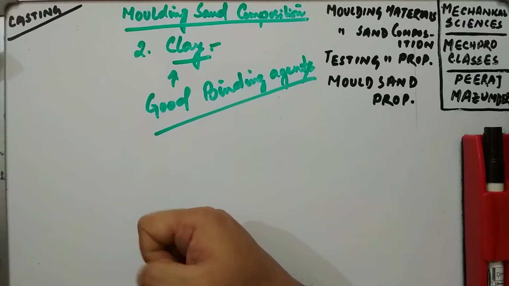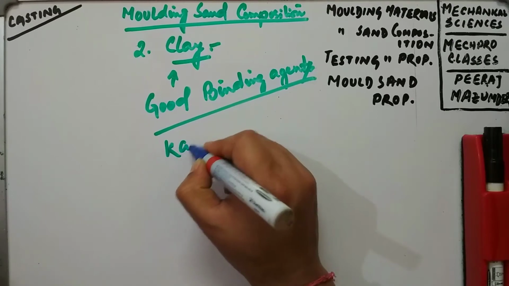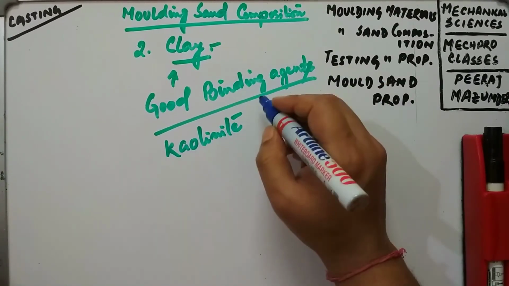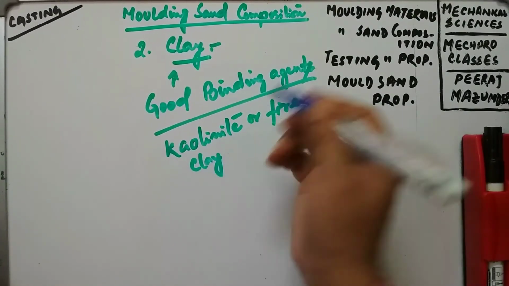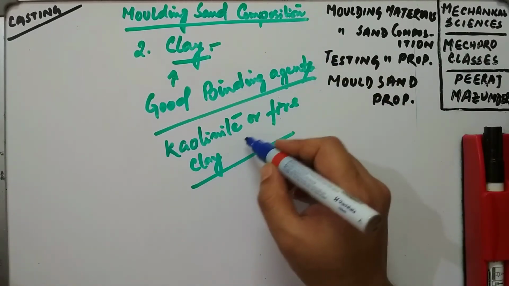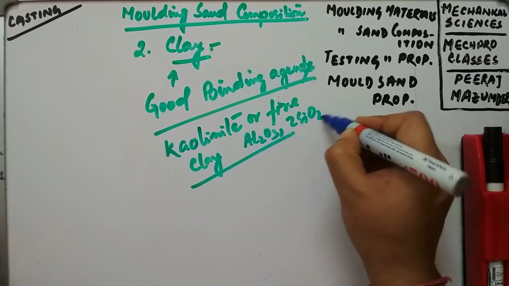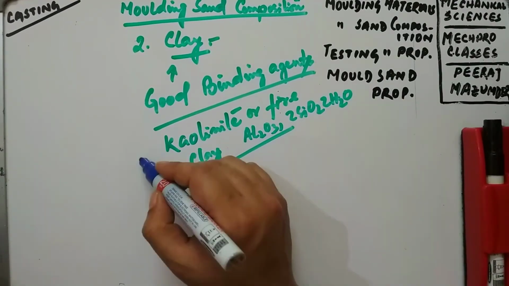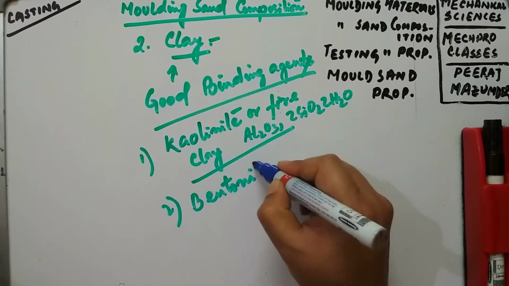The most popular clay generally used is known as kaolinite. You must take a note, that is very important. They may ask you questions on which type of clay we generally use in workshops and industrial purposes. Fire clay, kaolinite, comes with the formula Al2O3·2SiO2·2H2O, and bentonite as well. There are two commonly used clays. One is kaolinite and another is bentonite.